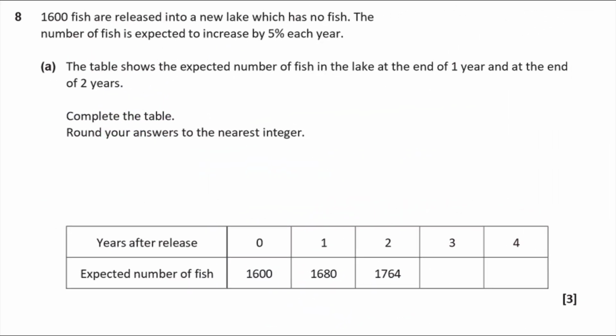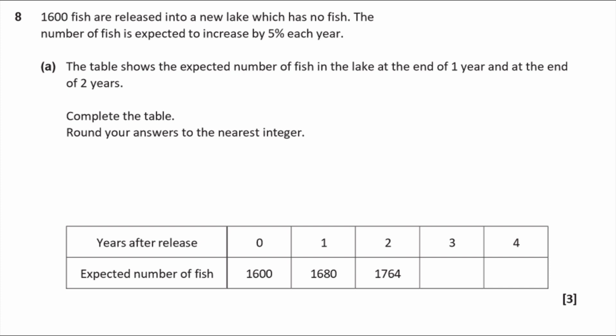Question 8. 1,600 fish are released into a new lake which has no fish. The number of fish is expected to increase by 5% each year. The table shows the expected number of fish in the lake at the end of the first year and then the end of the second year. Complete the table, round your answer to the nearest integer.